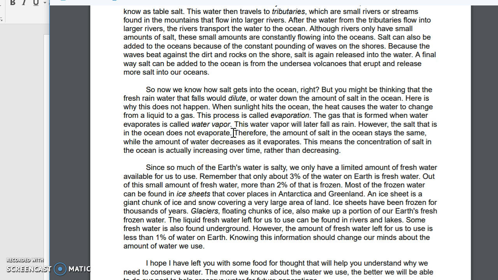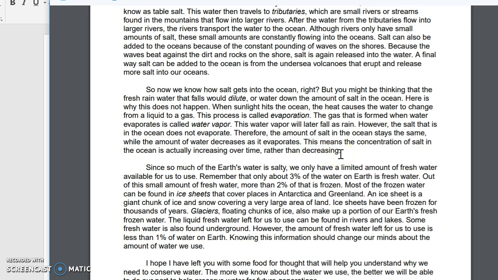All right, so let's go and think about that. The salt that's in the ocean is not evaporating. The water is evaporating, but the salt remains. And let's see what happens as a result of this. Therefore, the amount of salt in the ocean stays the same while the amount of water decreases as it evaporates. This means the concentration of salt in the ocean is actually increasing over time rather than decreasing.